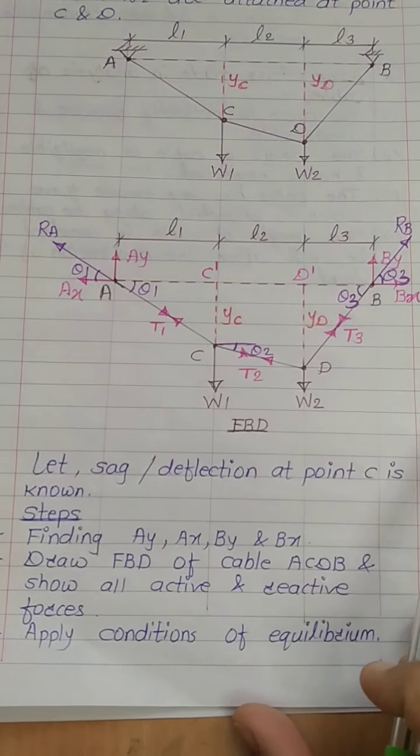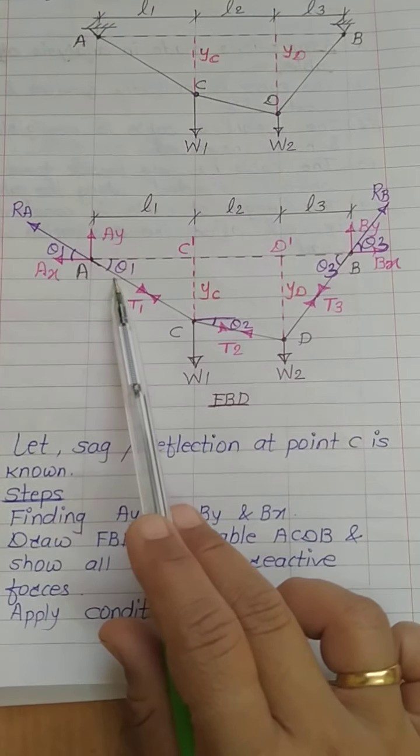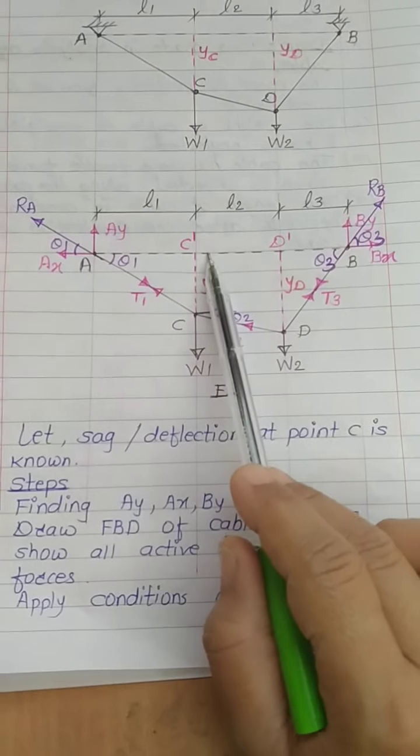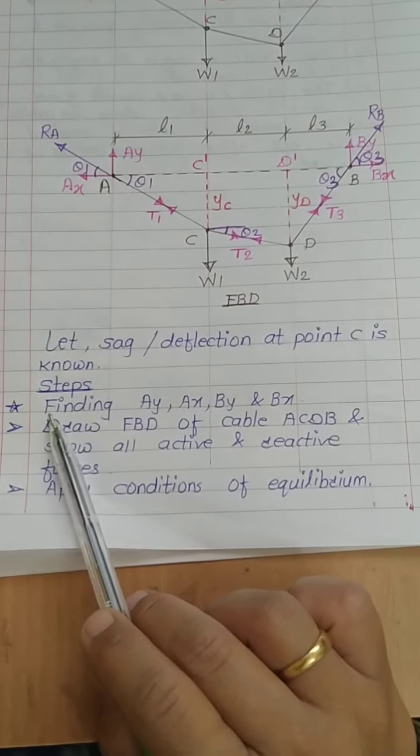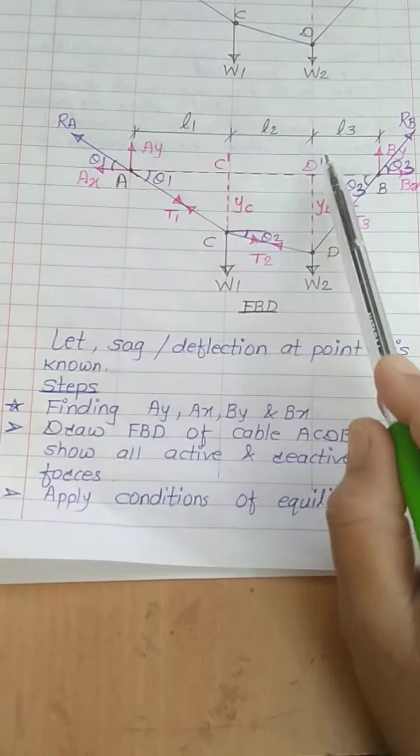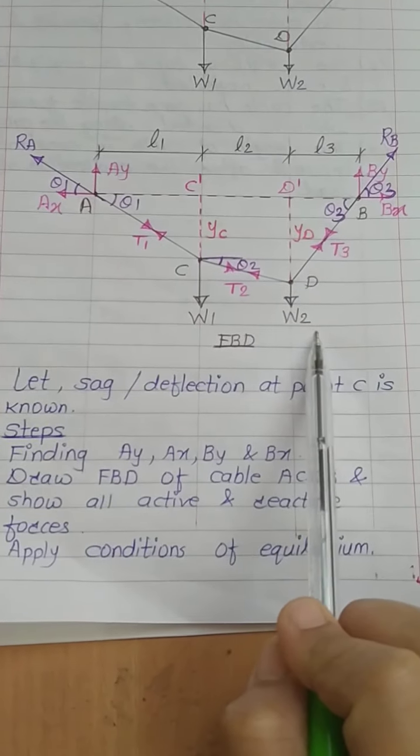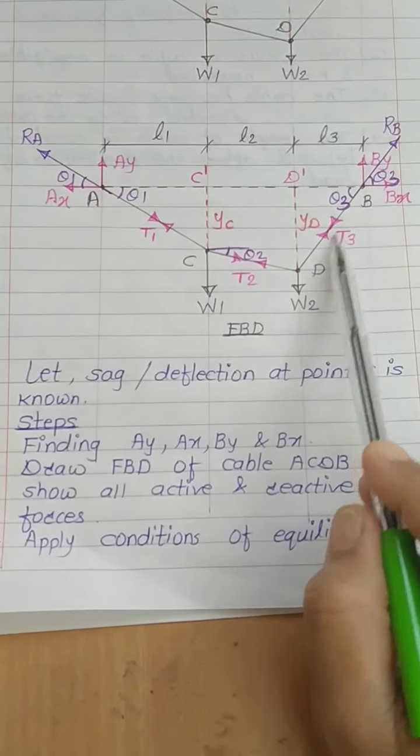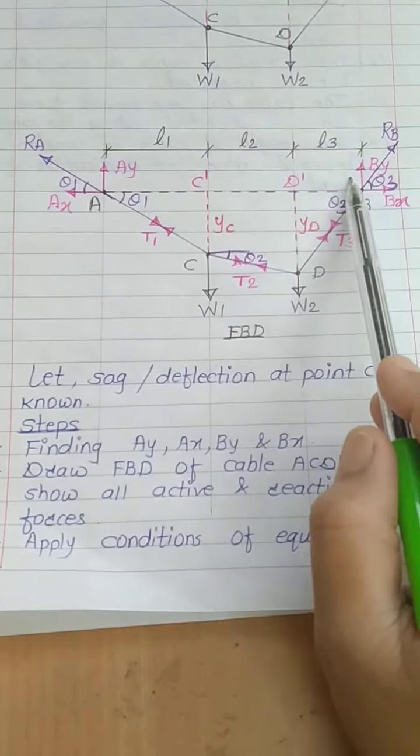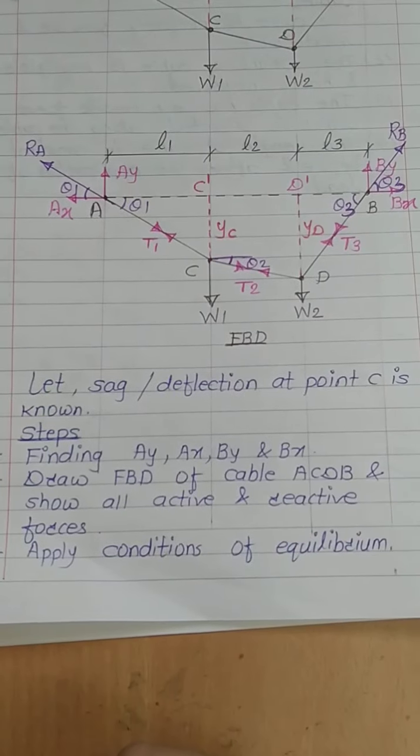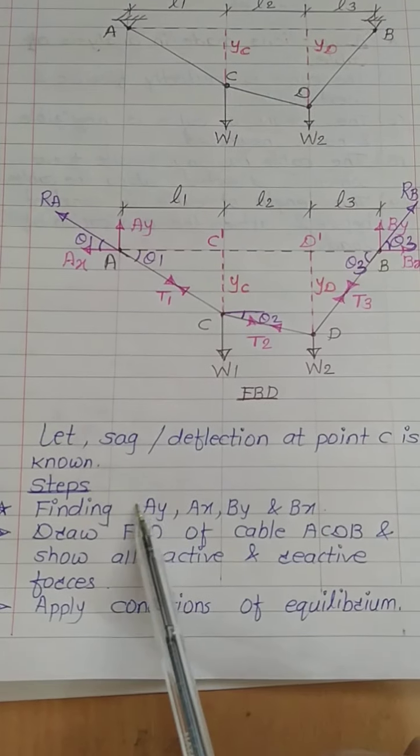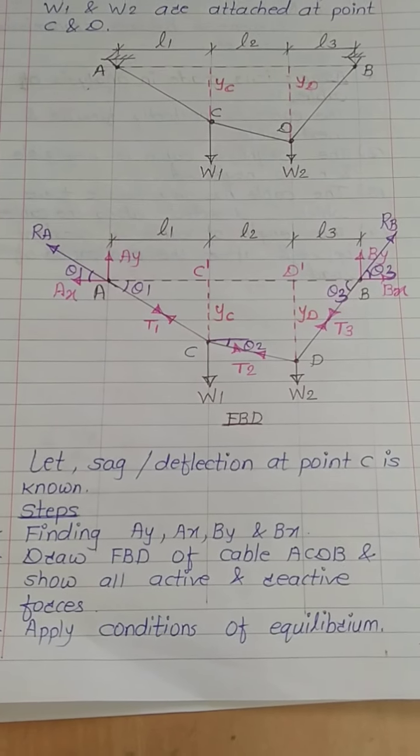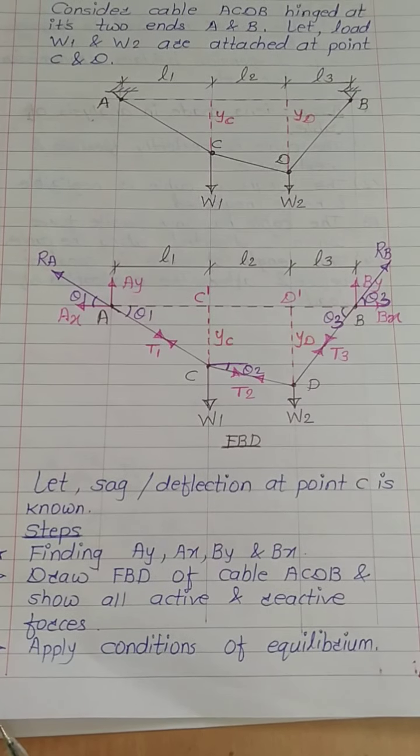Now we will show the forces and move ahead. Let us say the sag at point C is known, YC. So the first step, we have shown these forces. Here W1 and W2 are active forces, and T1, T2, T3, AY, AX, BY, BX, RA, RB are all reactive forces. After drawing this FBD, we have shown all active and reactive forces. Next we have to apply conditions of equilibrium.